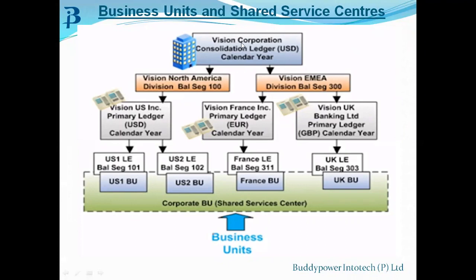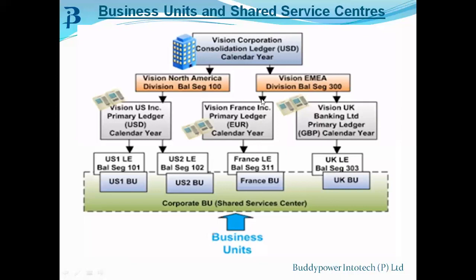And here we can see the Vision Corporation, which operates in countries such as the US, France and the UK. You know EMEA, as I had mentioned, stands for Europe, Middle East and Africa. They have two divisions, the North American division and the EMEA division. Under North America, they have one primary ledger, which is shared by two legal entities. Under the EMEA, they have one primary ledger for one legal entity for France and another for UK, so each of these legal entities has an individual primary ledger.